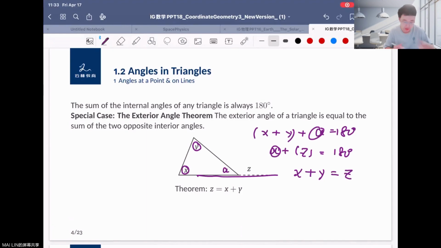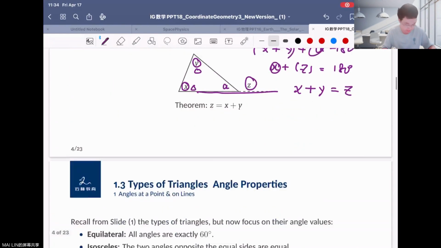So we can call this rule the exterior angle theorem. Here z is an exterior angle and x or y is an interior angle. So z equals x plus y. Okay, that is for this.